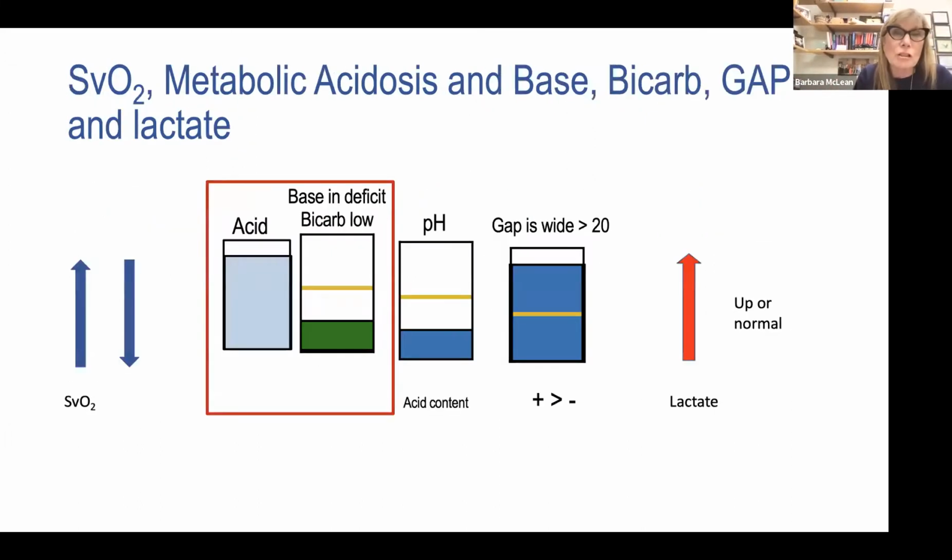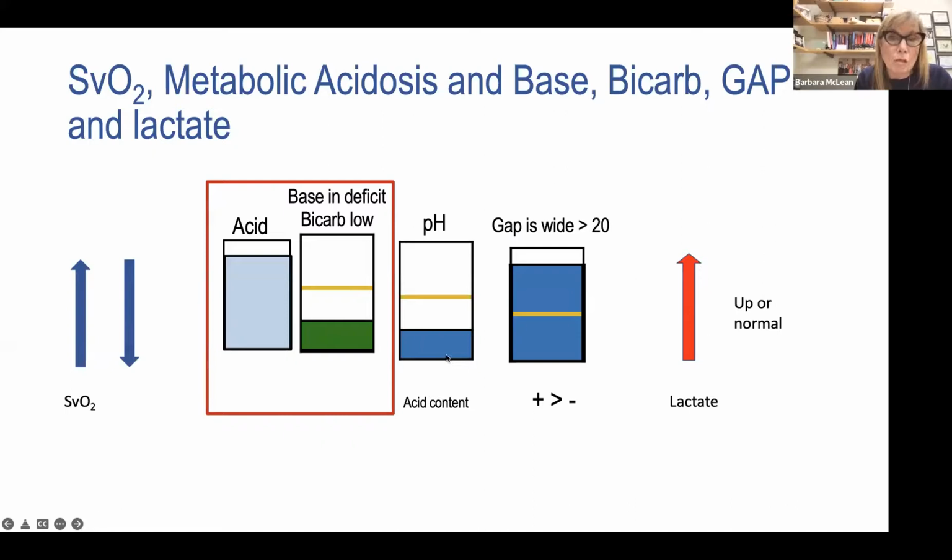It really changes the way we practice. So this very simple cartoon just reminds us that we don't really measure hydrogen ion, which is metabolic acid. But as that goes up, you will see the reduction in base and the bicarb will drop.